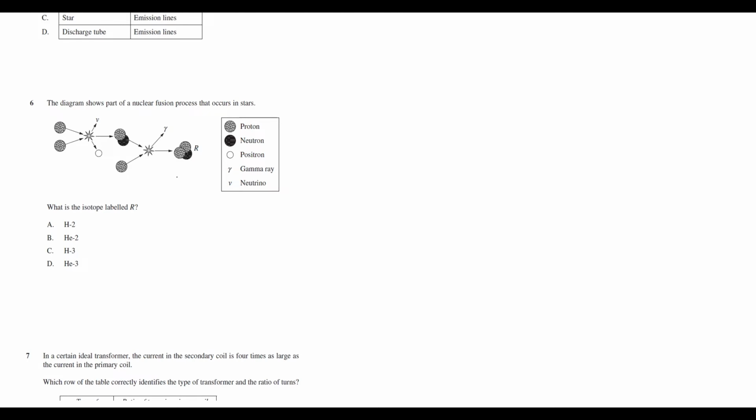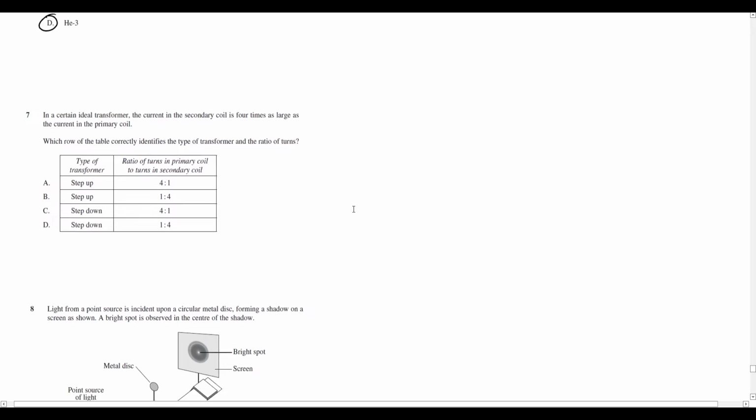So let's have a quick think about our periodic table. 2 protons means it's the second element, and we know our second element is helium. So now we know it's not A and it's not C. And now what is the atomic mass of this going to be? Well, it's going to be 3 because we have 2 protons and 1 neutron. So there we go, for question 6, D will be our answer.